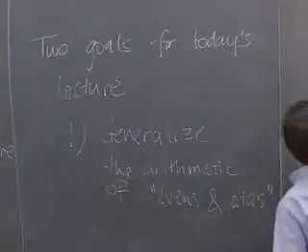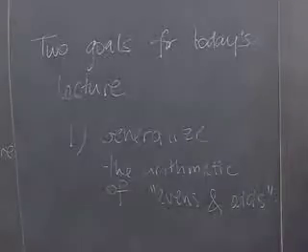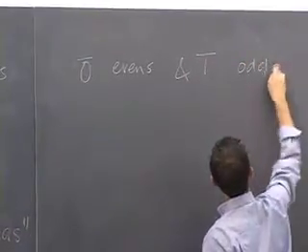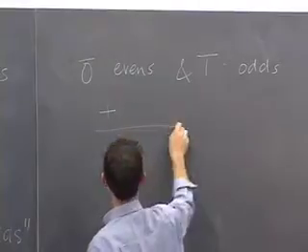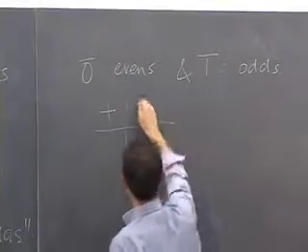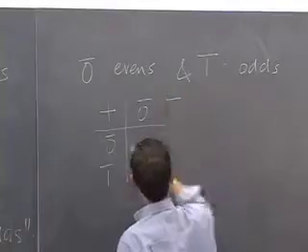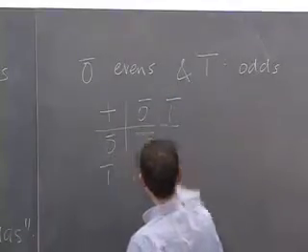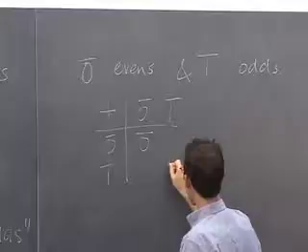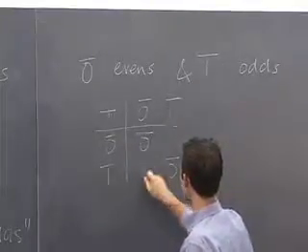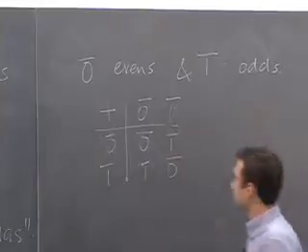So what I mean by that is if I denote by 0 bar all the even numbers and by 1 bar all the odd numbers, there's a natural addition operation. If I add an even to an even, then I get an even. If I add an odd to an odd, I get an even. But if I add an odd to an even or an even to an odd, then I get something odd.